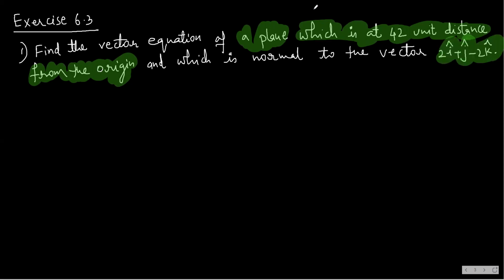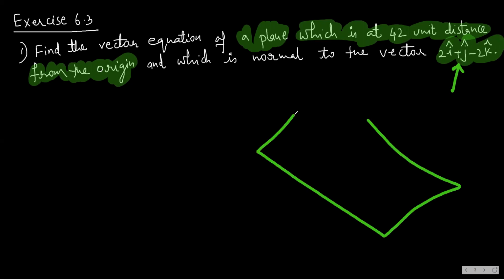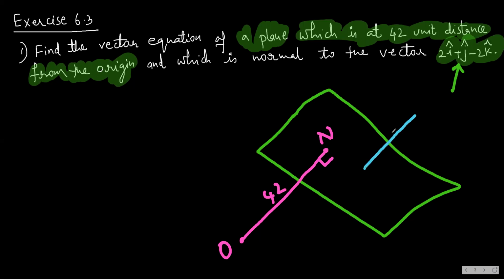Okay, but you know, students, this vector which is normal to our plane, think this is our plane. We are given the distance of this plane from the origin, that is 4√2. This is say O, this point is say N. We are given the normal vector, that is, we are given N bar.